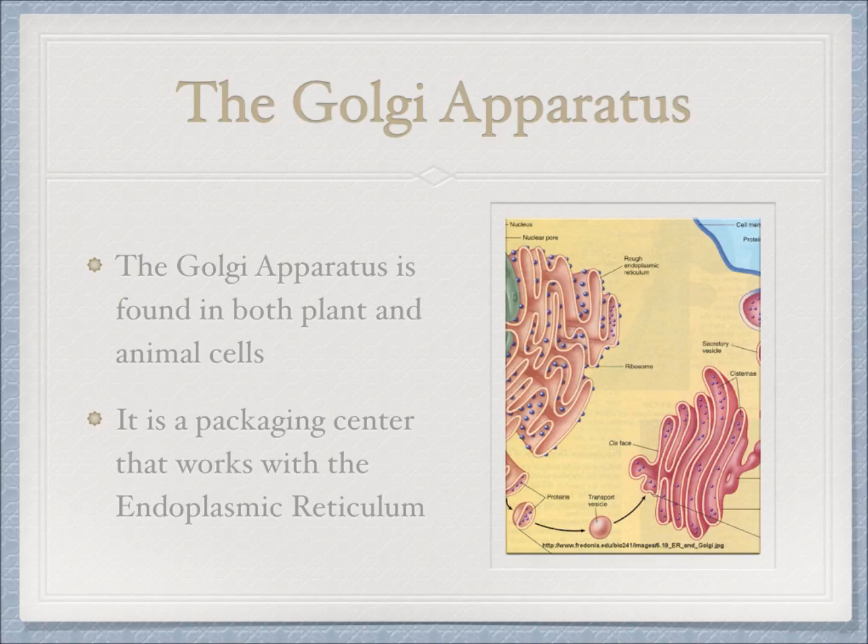The Golgi apparatus, or the Golgi body, is found in both plant and animal cells. It's a packaging center that works with the endoplasmic reticulum. In the picture, you can see that a protein is being transported to the Golgi apparatus from the endoplasmic reticulum.